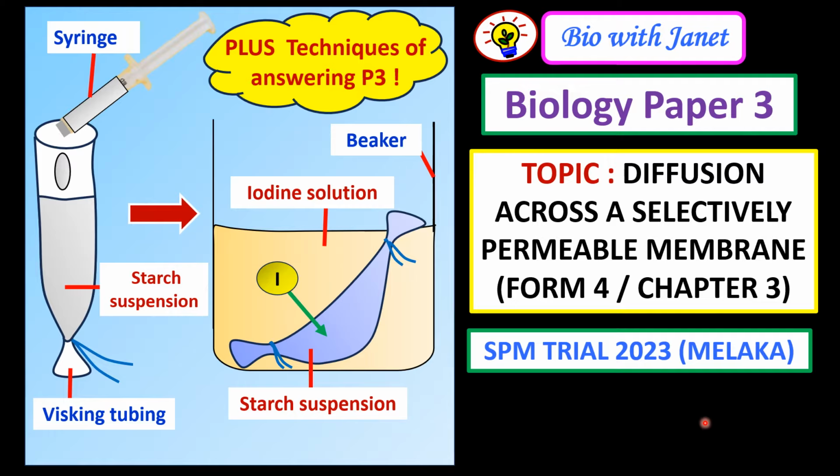So let's find out more about this question and how to answer the questions on hypothesis, inference, table of results, and prediction. It will sharpen your techniques of answering these questions and prepare you for the UJIAN AMALI or practical test, which is biology paper 3.